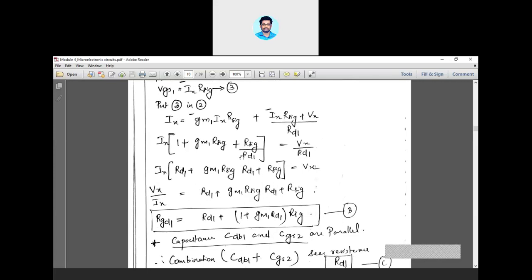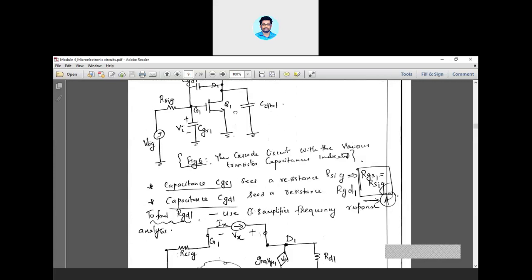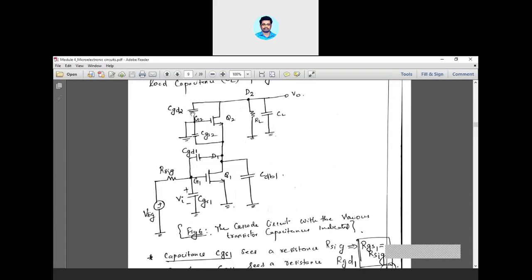Okay, now considering the other capacitances, consider CGD2 and CL, or CGS2 and CDB1. I think these can be combined together. Why are these two capacitances combining together? Because they are parallel to each other. When will two capacitances become parallel to each other? Only if they are sharing common terminals, isn't it? You will get a parallel effect.